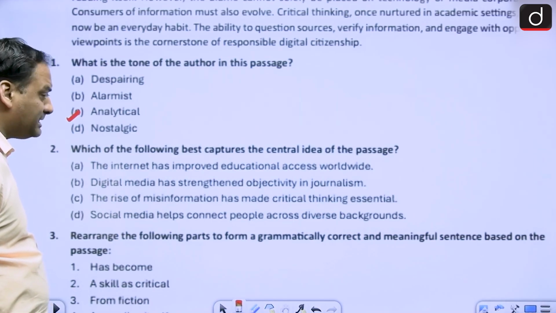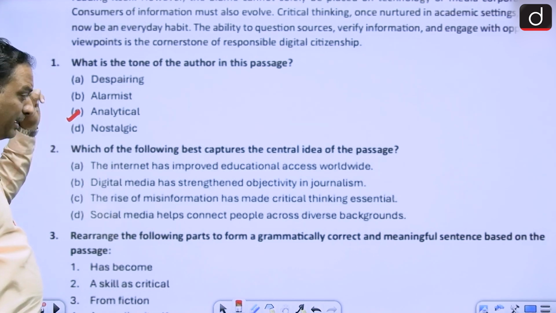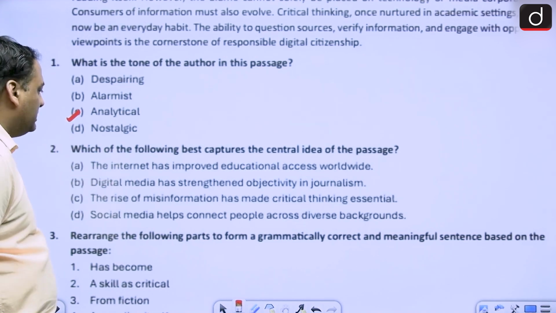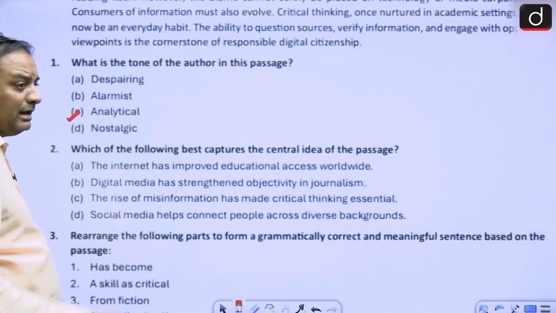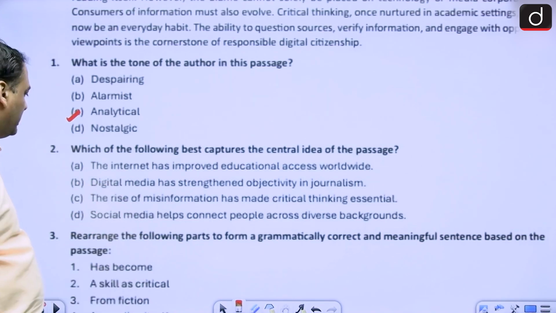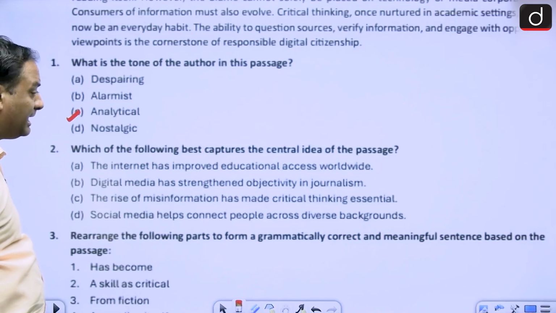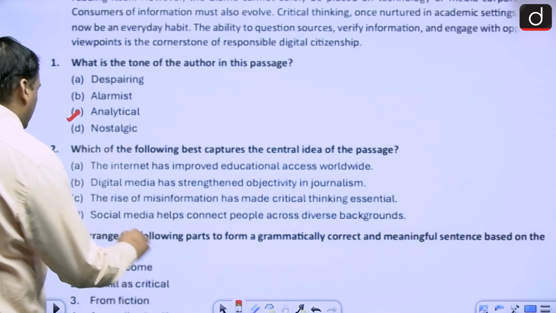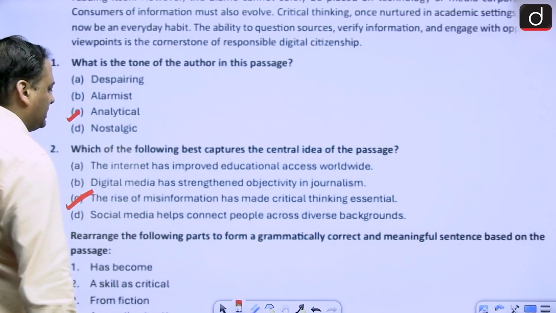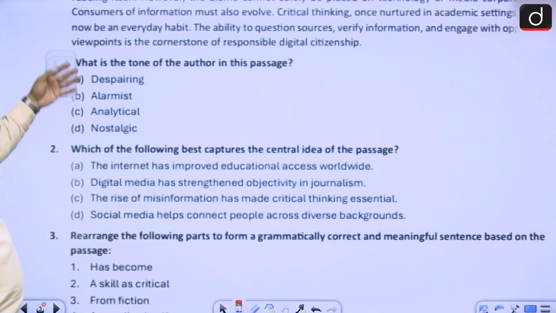One more thing, which of the following best captures the central idea of the passage? The internet has improved educational access worldwide. It is okay, but according to the passage, the passage is not focusing on that. Digital media has strengthened objectivity in journalism. No, objectivity khatm ho rahi hai. The rise of misinformation has made critical thinking essential, and social media helps connect people across diverse backgrounds. Now, the right answer is what? Rise of misinformation, so it should be.